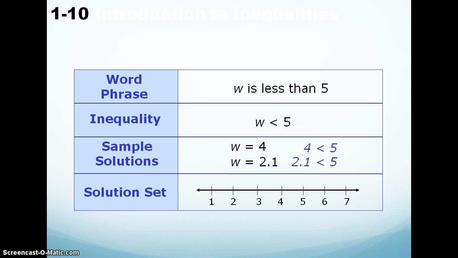So our solution set starts at the number 5, but we use an open circle. Because W is less than 5, we have to start at 5 since everything to the left of that would be less than. But we can't include that. So we use an open circle to show that we're starting at 5 but not including it. And then the less than numbers are to the left. And we use an arrow because the arrow shows that the numbers go on forever.